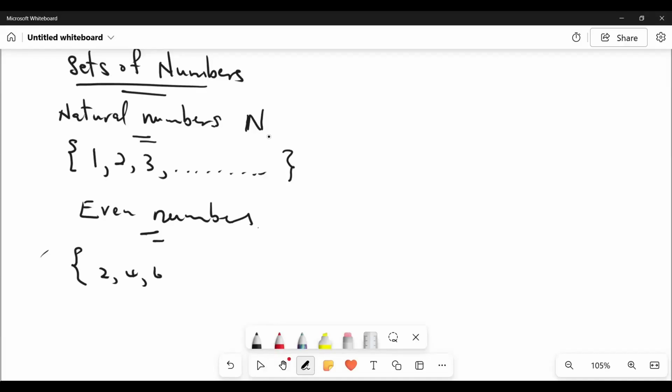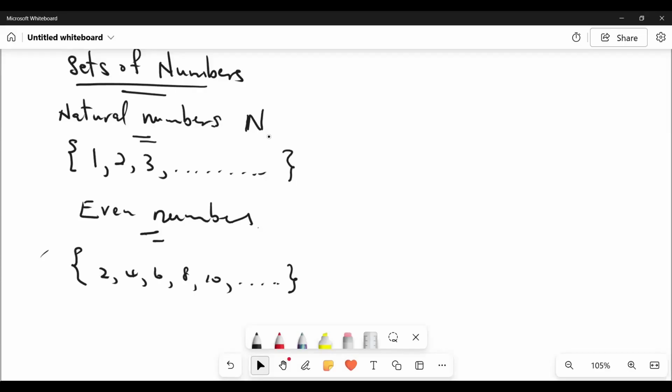Can an even number be divided by 1 and itself? Well, every number is divisible by 1 and itself. Think about it. But look at these: 2, 4, 6, 8, 10. Besides 1 and itself, what else can they all be divided by? 2.